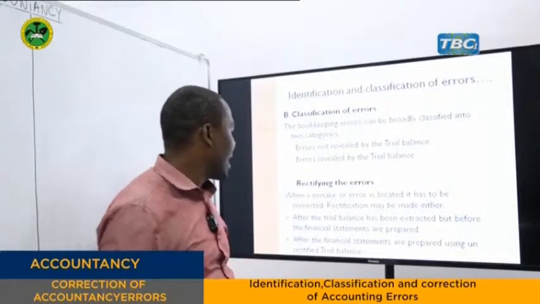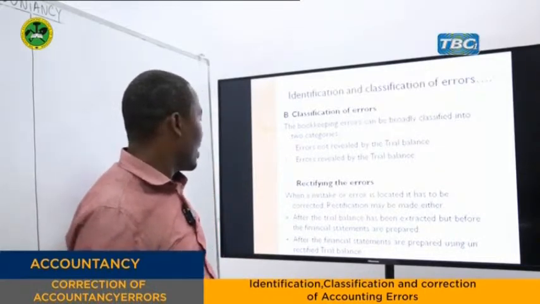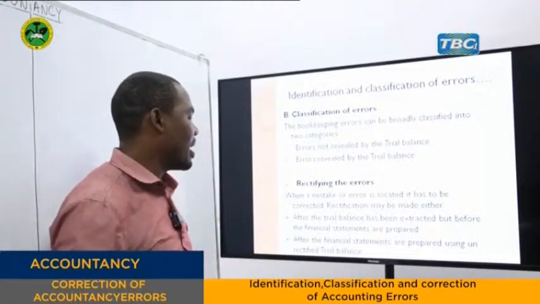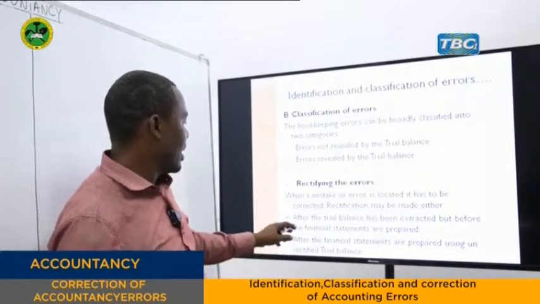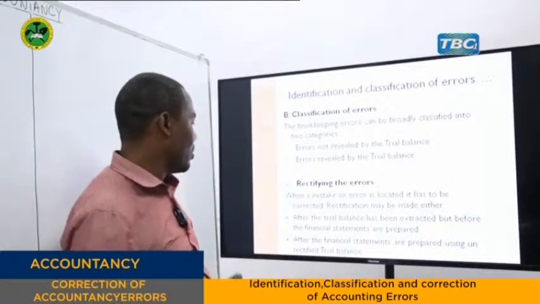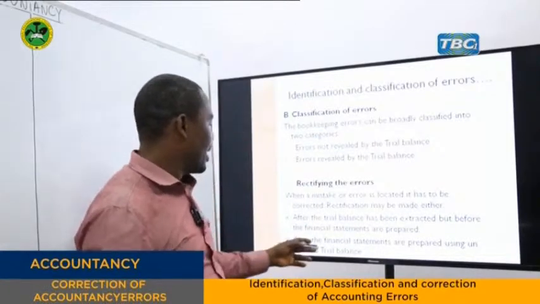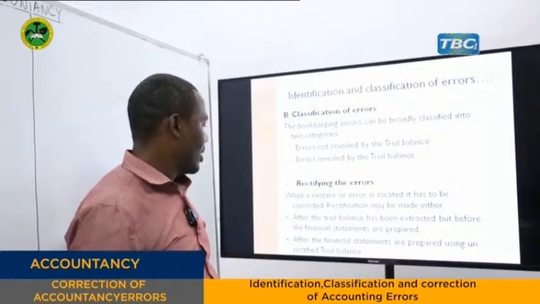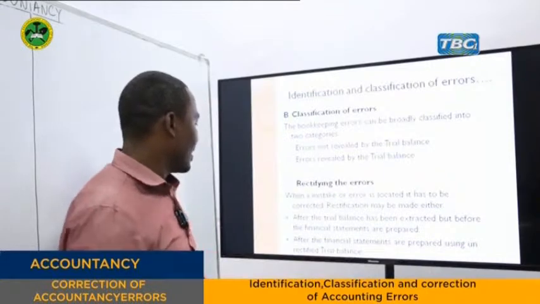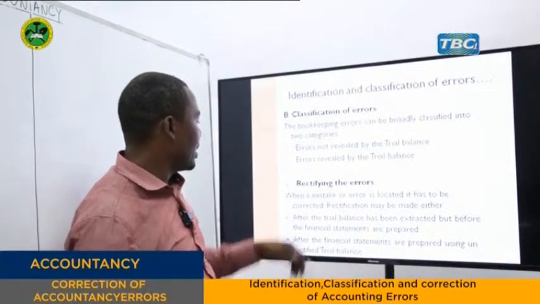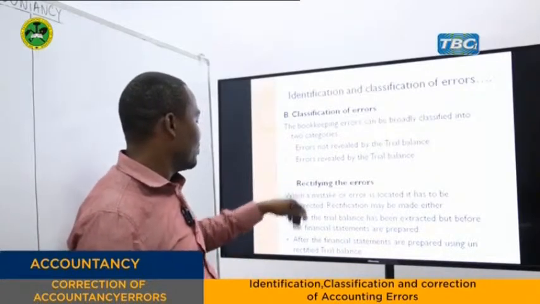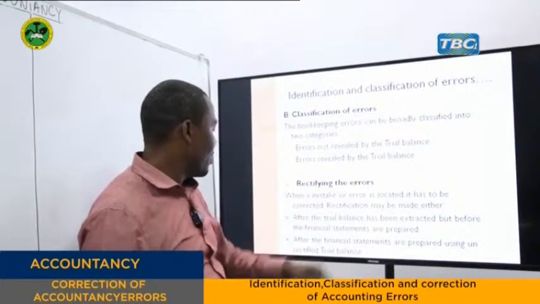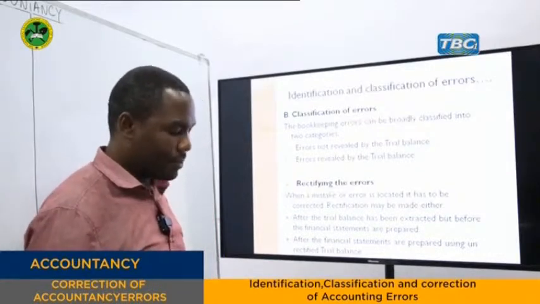And we know that when these errors have been detected, they need to be rectified. The rectification, as I said before, may be after the trial balance has been extracted but before the financial statements are prepared, or after the financial statements are prepared, by using a suspense account. So far, this part will be covered in the next lesson. For today, we are going to see some questions that involve identifying, classifying, and correcting those errors just before the financial statements are prepared.